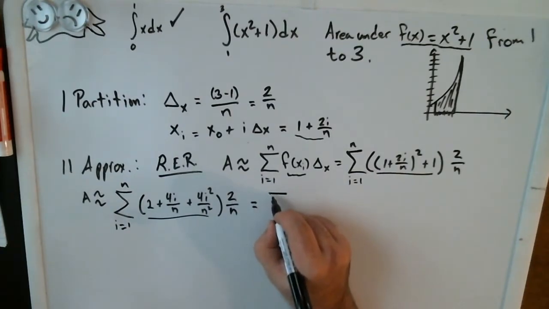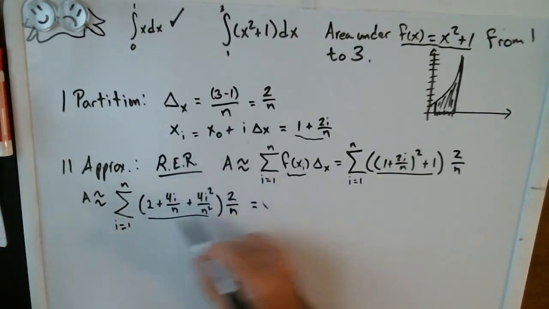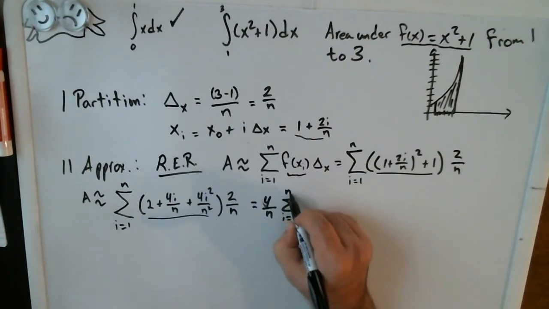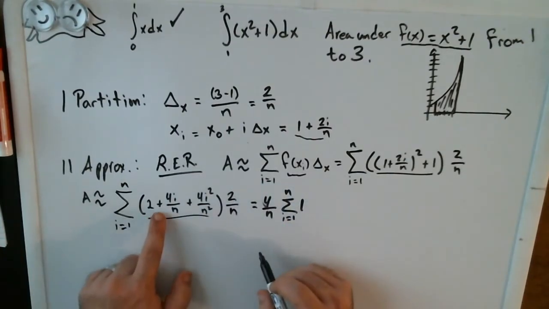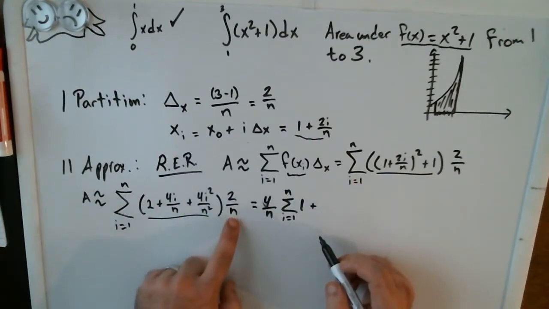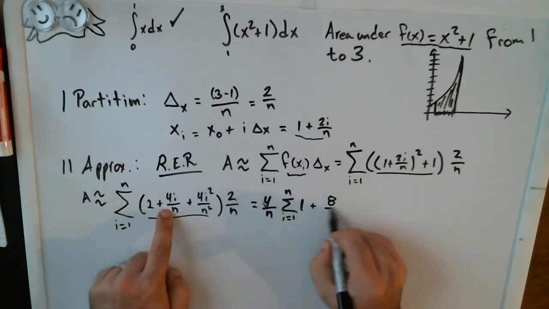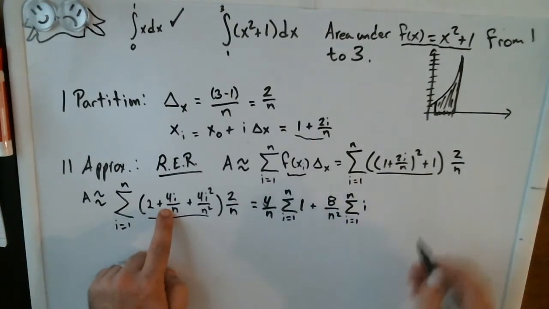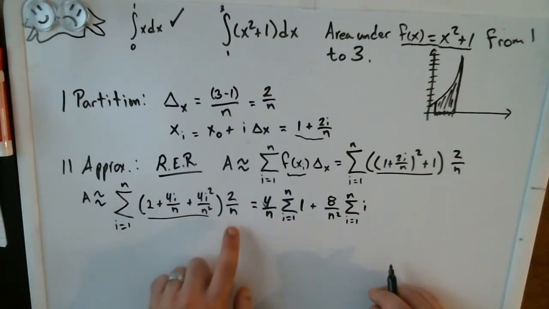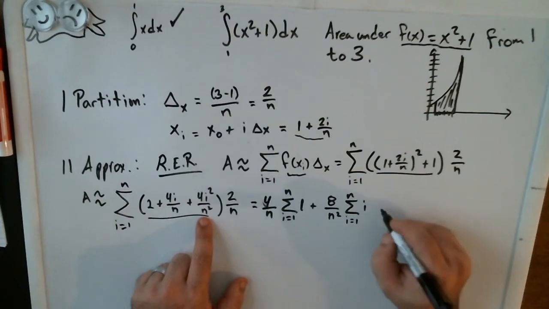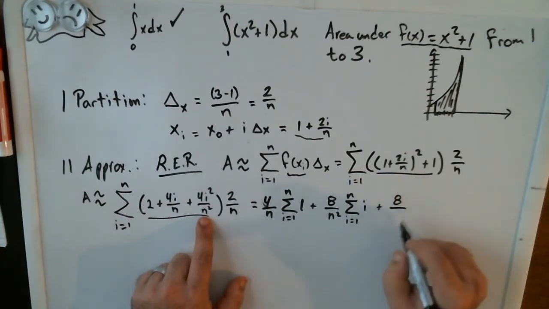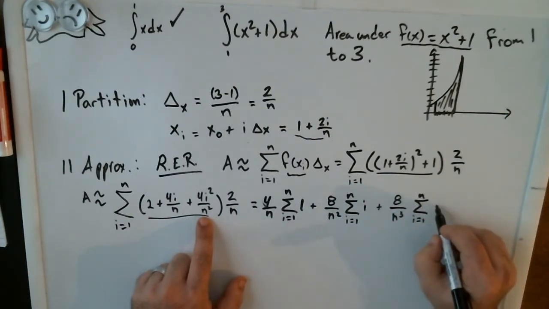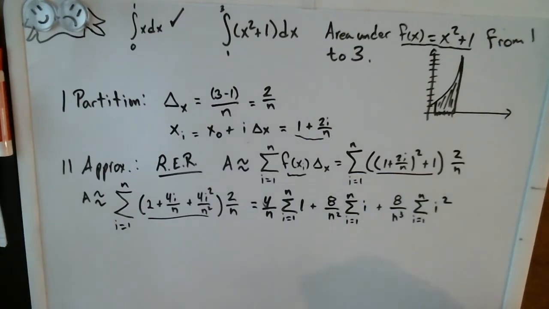So what I get is 2 over n times 2 is 4 over n. None of that has to do with my index. And so I get that, plus 2 over n times 4i over n is 8 over n squared. But I still have an i there, so that has to stay inside the summation. 2 over n times 4i squared over n squared gives me 8 over n cubed, the sum i equals 1 to n of, and I still have my i squared.